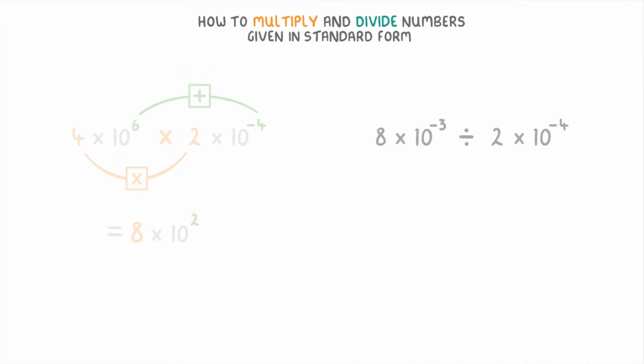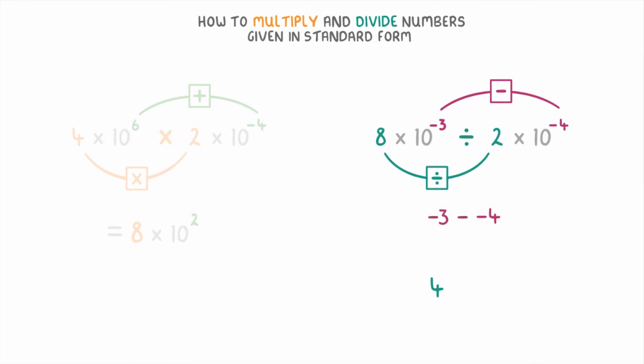For this next one, you need to divide 8 times 10 to the power of negative 3 by 2 times 10 to the power of negative 4. So because you're dividing this time, you need to divide the front numbers, so 8 divided by 2, which is 4, and then subtract the powers. So negative 3 minus negative 4.